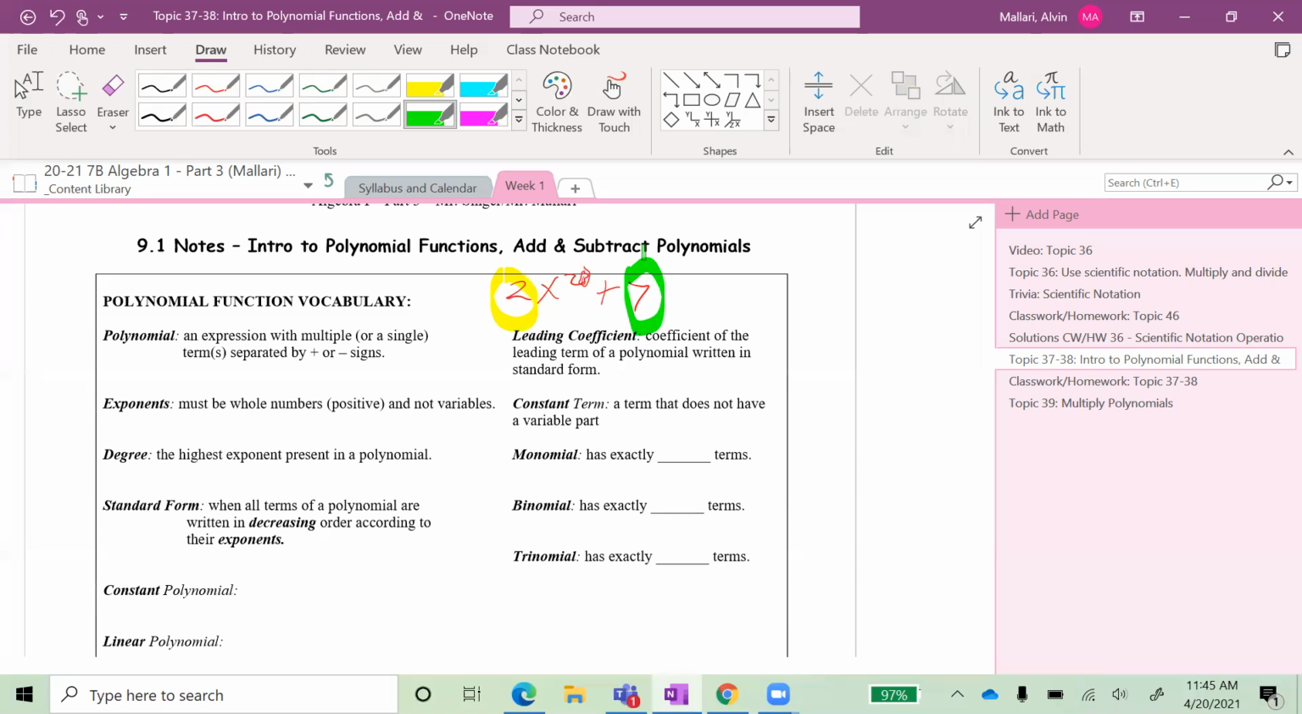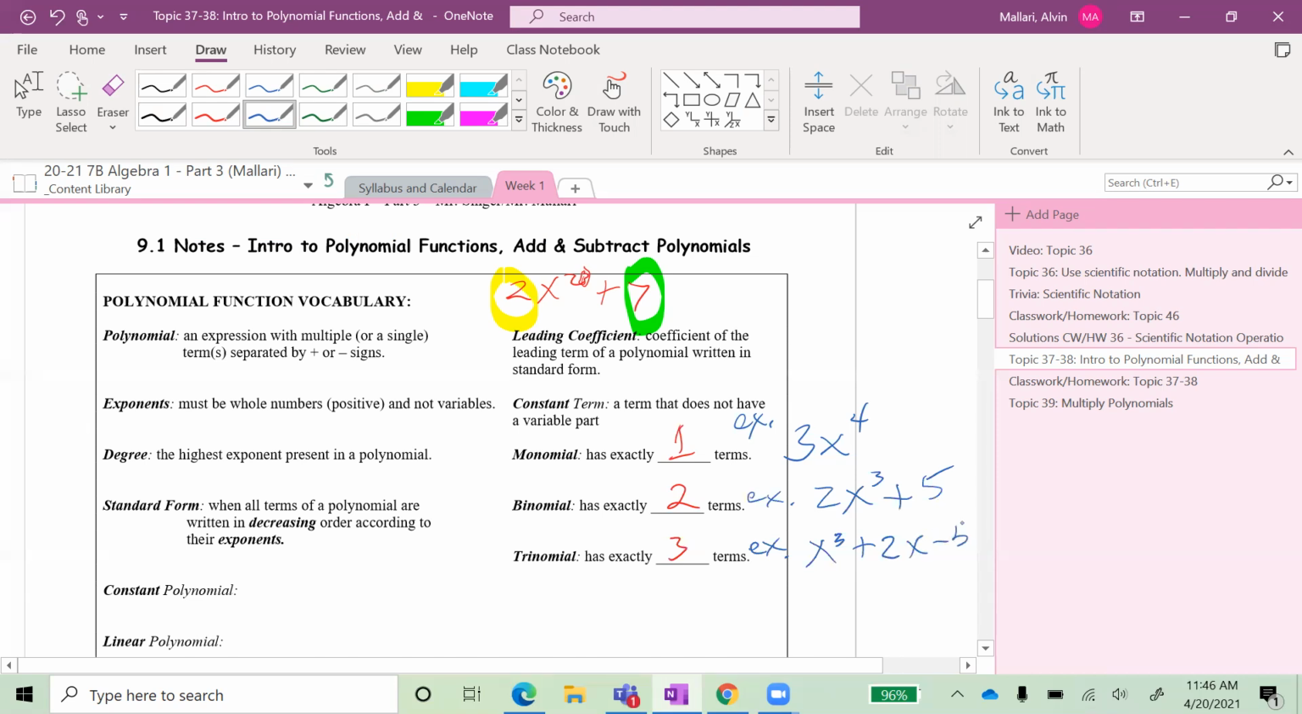We have a monomial when we have exactly one term. An example of that would be, all right, that will be an example. A binomial has exactly two terms. And let's have an example for that one. Supposing I have 2x cubed plus 5. So see how it has two terms. And then the trinomial has three terms. Let's have an example of a trinomial.